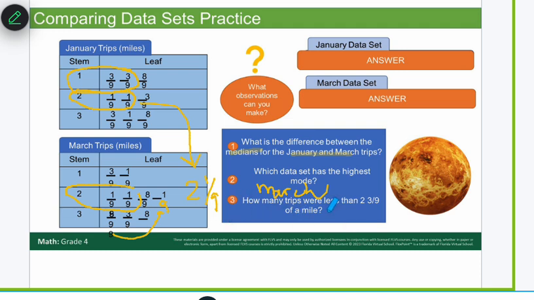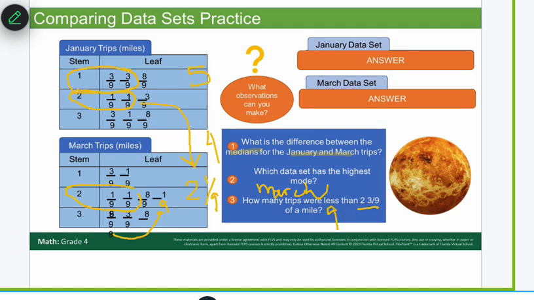Then the next set of questions I'm looking at is how many trips were less than 2 3/9 of a mile. So I have 1, 2, 3, 4, 5. In the month of January, there is 1, 2, 3, 4 in the month of March. So we have a total of 9 trips.